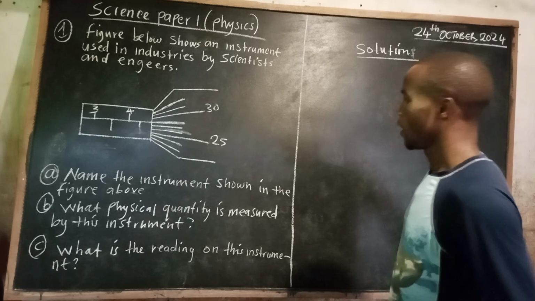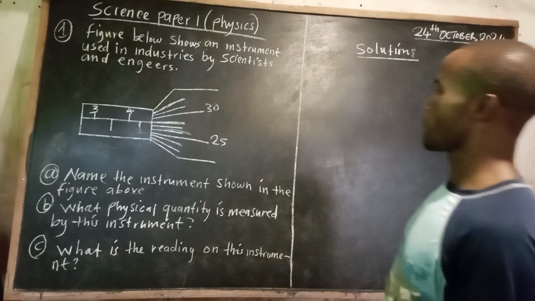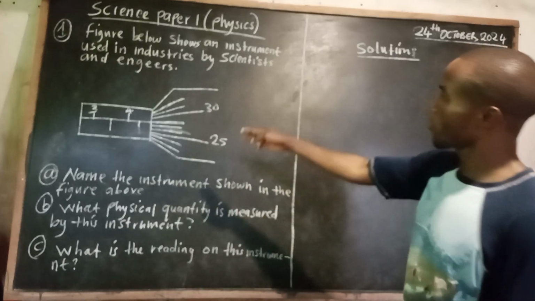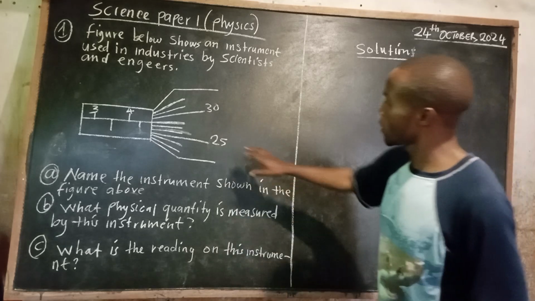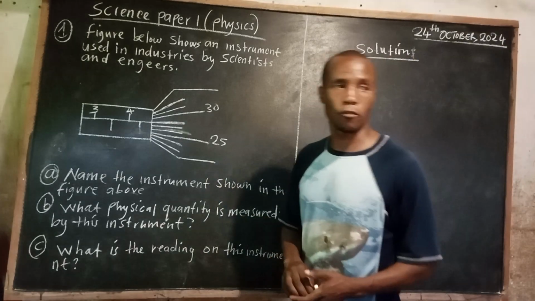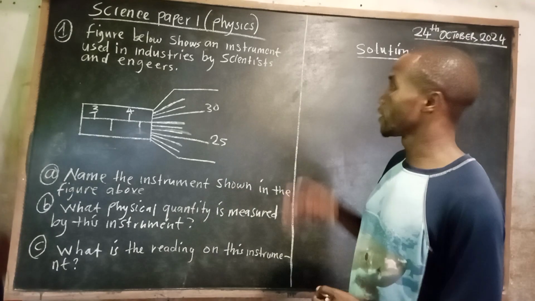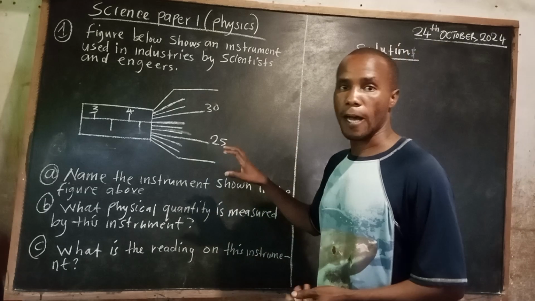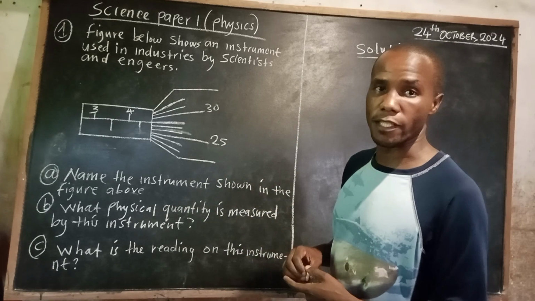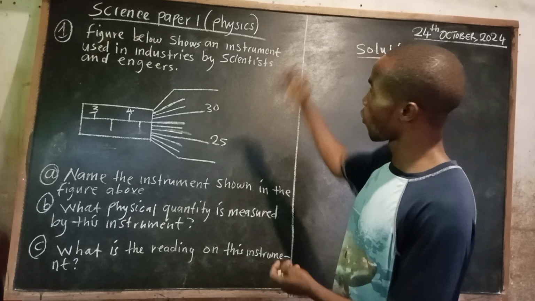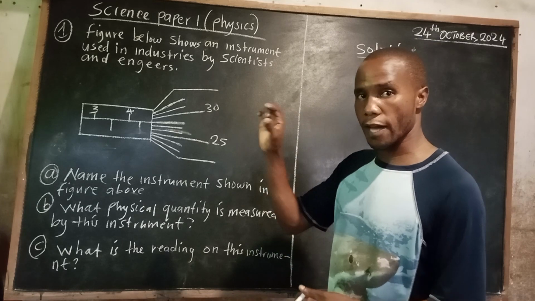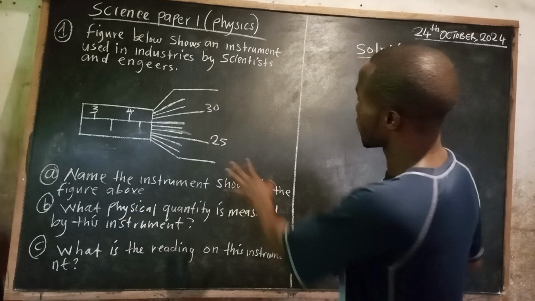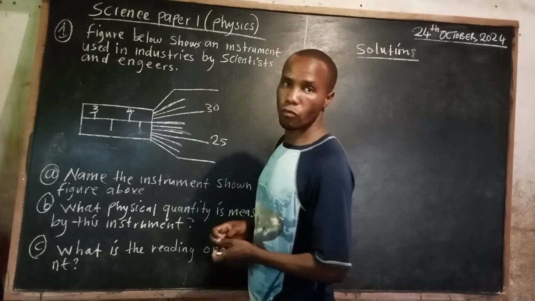Solution. Name the instrument shown in the figure above. Okay, so this instrument, when you look at it, is a micrometer screw gauge. And remember, we are still on measurements and quantities. That is what we are looking at, so all these questions are coming from that same topic. So this is a micrometer screw gauge.